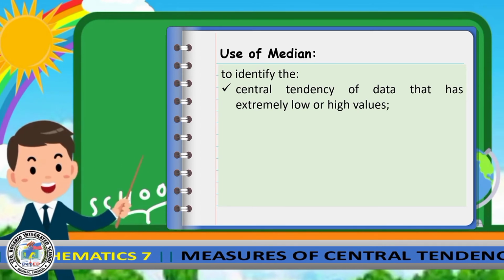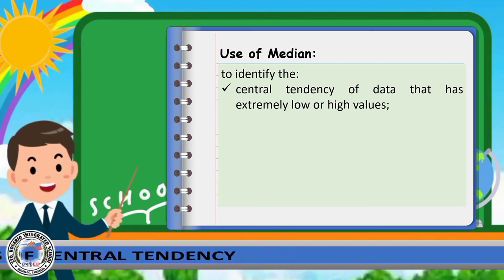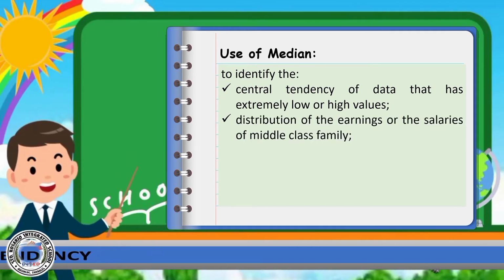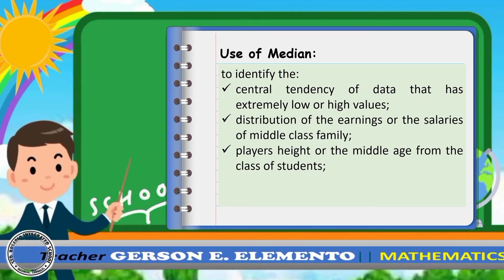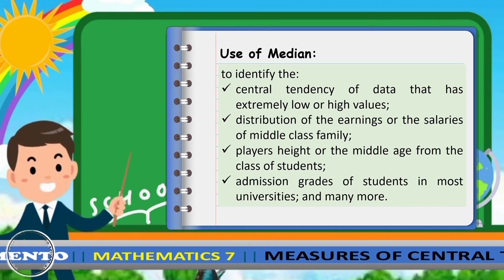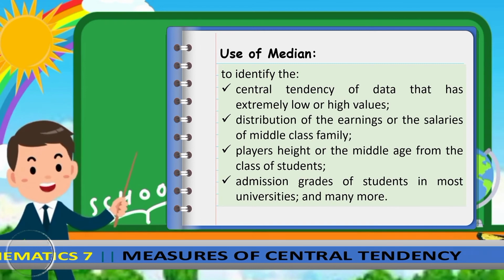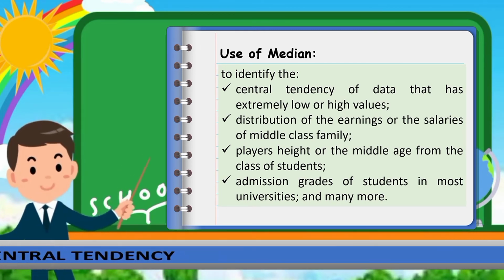The use of median. Median is used to identify the central tendency of data that has extremely low or high values. Median is used to identify the distribution of the earnings or the salaries of middle-class family. It is used to identify the player's height or the middle age from the class of students. Median is also used to identify the admission grades of students in most universities and many more.